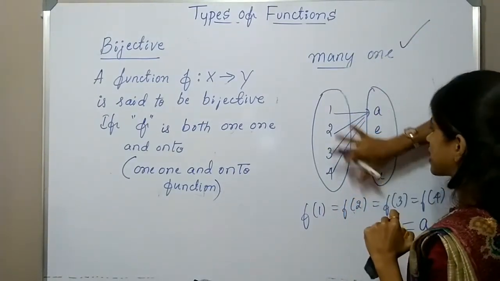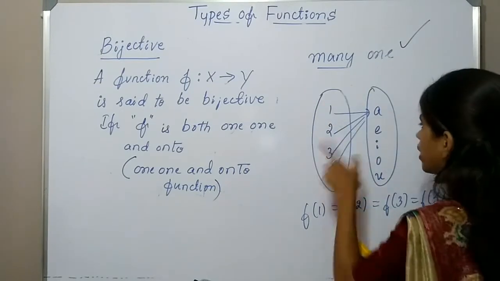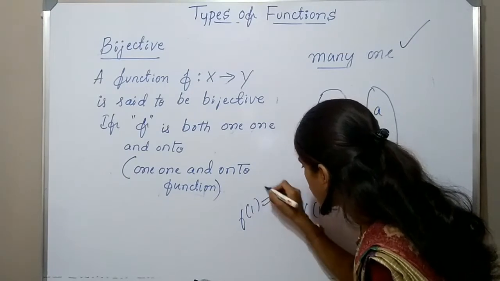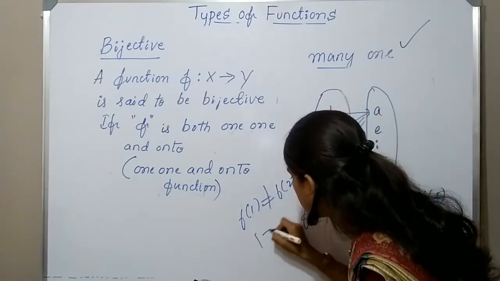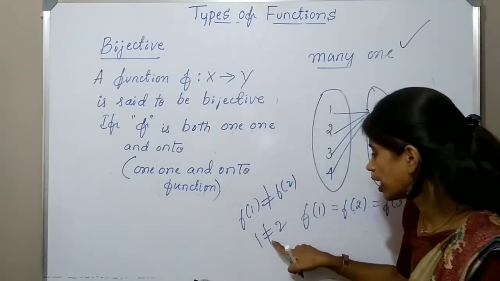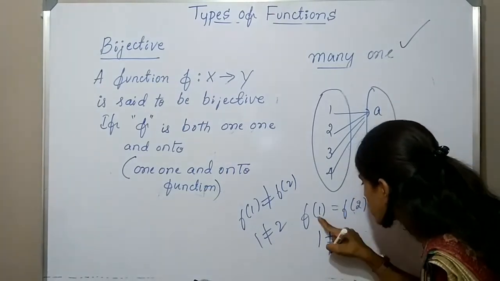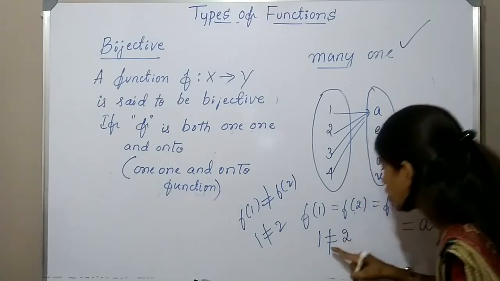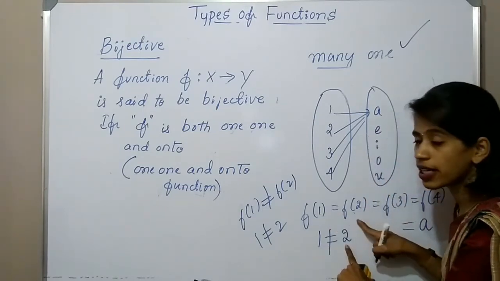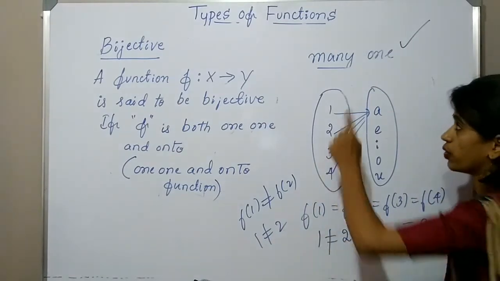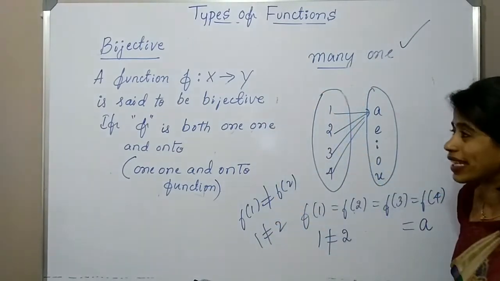So this is an example to explain many one. What do you mean by one one? In one one, images are not equal implies the corresponding elements are not equal. Here images are equal, but the elements 1 and 2 are not equal. Here 1 is not equal to 2, but images are equal. So this is the reverse of one one. So therefore this is the definition for many one.